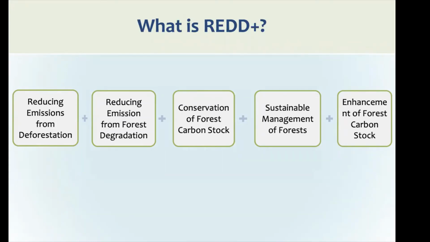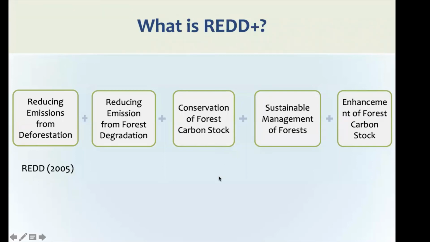And another one is enhancement of forest carbon stock. This is related to plantation and the extension of forest area. If we increase the forest area, if we do some plantation works, then the carbon stock will be enhanced. And if we restore the existing forest, if there is less carbon, less biomass in the forest, and we do some enrichment works, then the stock will be increased. So these 5 elements are collectively known as the REDD Plus activities.